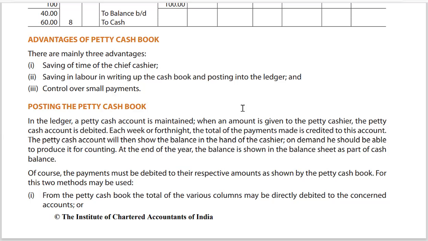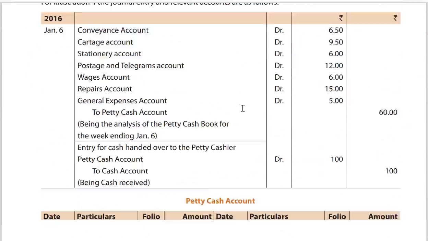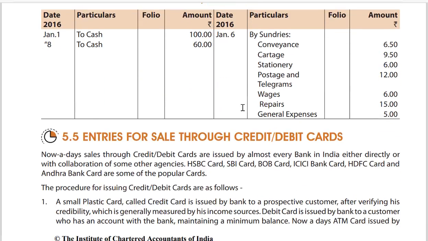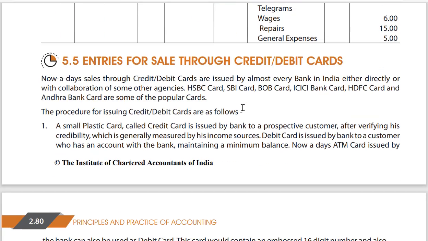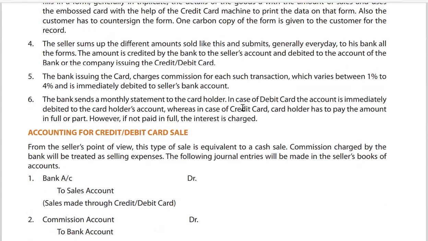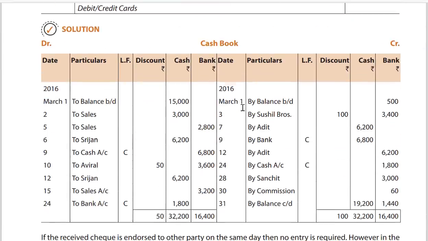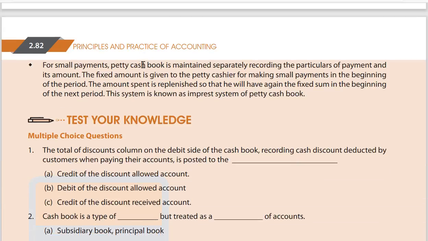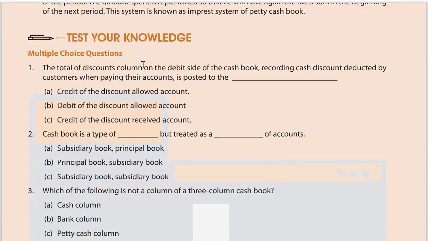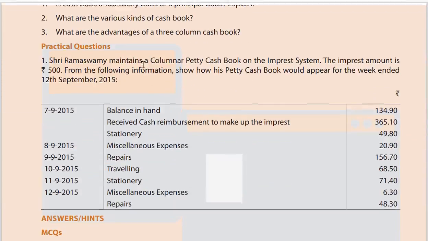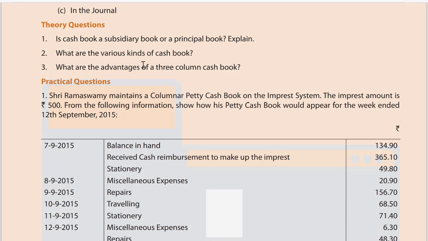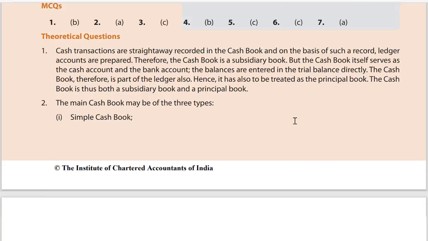Advantages of petty cash book we had already seen. Entries for sale through credit or debit cards, we had already seen these concepts. This is a triple column cash book with discount, cash and bank, and we had also covered MCQs, theoretical questions and practical questions.